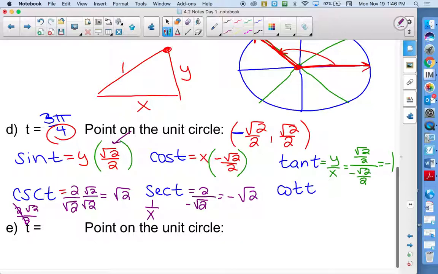And then the cotangent would be the reciprocal of the tangent. So whatever you have for tangent, you're taking 1 over that value. Libby, what's 1 over negative 1? It would be negative. Yeah, it's going to be negative 1. You already found the tangent, so take 1 over it, flip it around, and you get negative 1. Questions?